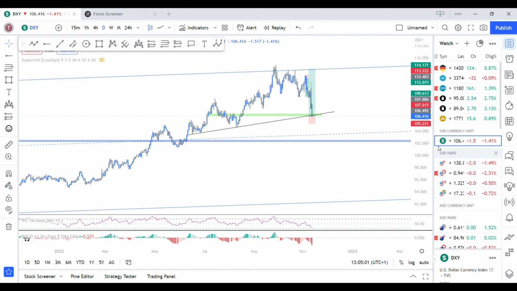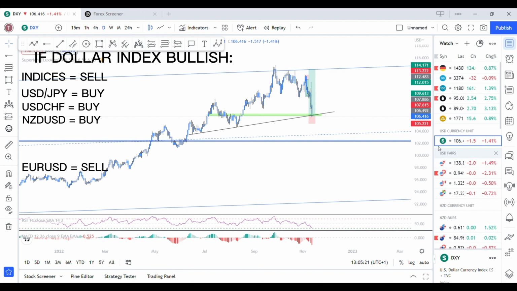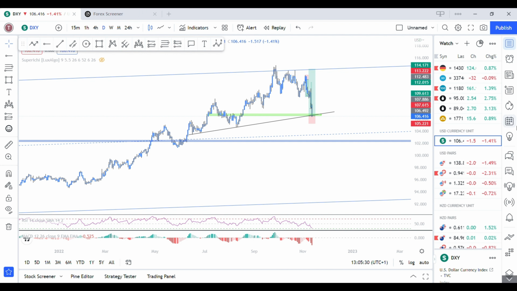Well, when you're looking at the dollar index, if the dollar index is bullish, indices will sell, USDJPY will buy, the USDCHF will buy, the NZDUSD is going to buy, EURUSD buy, GBPUSD sell, AUDUSD sell. Okay, apologies, the EURUSD is going to sell. Okay, so what can we see over here? Well, from basically what I've said, if the dollar index is bearish, what's going to happen to the USDJPY? It's going to be bearish as well.